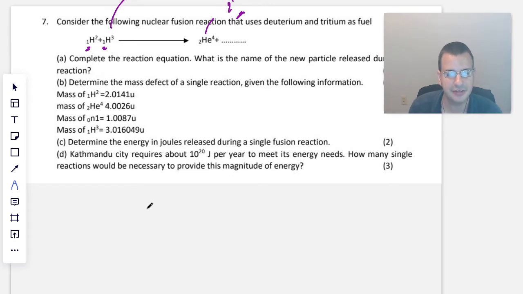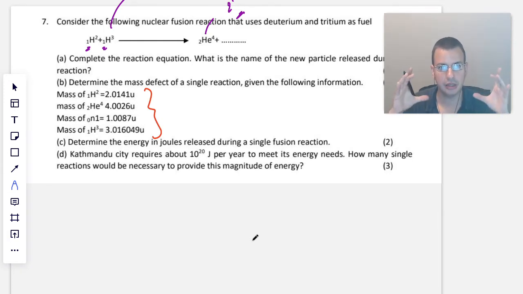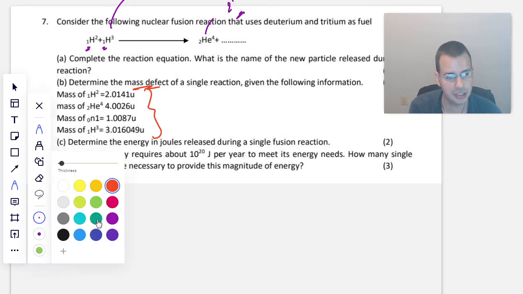Determine the mass defect of a single reaction, given the following information. They give us the mass of all these atoms in atomic mass units. And so the idea here is the mass of an atom is not equal to the sum of all its component parts. Therefore, there's going to be what's called the mass defect. That mass defect is going to be the energy released.